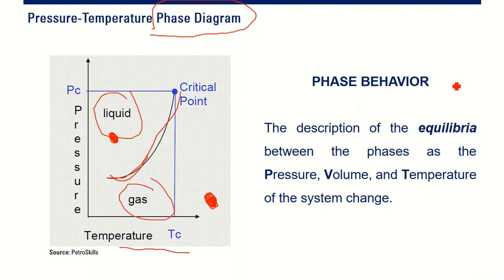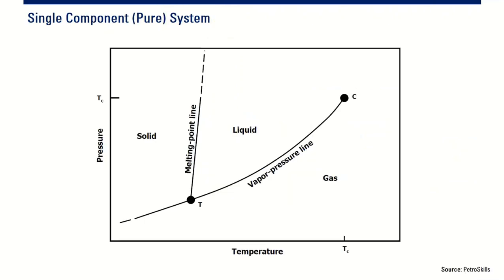Okay, so phase behavior or phase diagram is really important. This is the description of the equilibria between the phases as the pressure, volume, and temperature of the system change. So this will determine the phase of the component. For a single pure component, for example only CO2 or only CH4, only one component, the phase diagram will be like this.